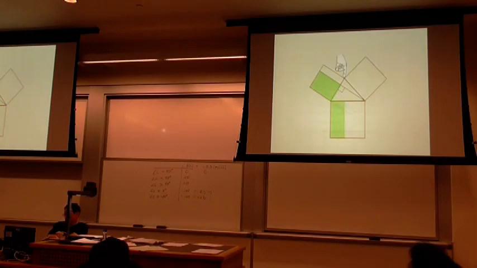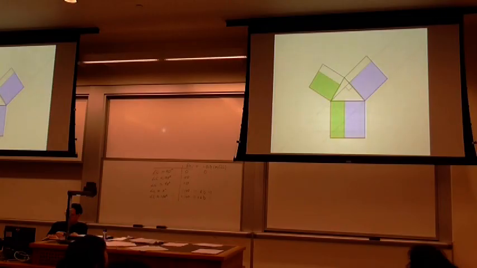If this were a right triangle, the green region would fill the square exactly. But in general, you get two green rectangles of equal area. And the same is true on the other side. If you shear, rotate, and shear again, you get two blue rectangles of equal area.